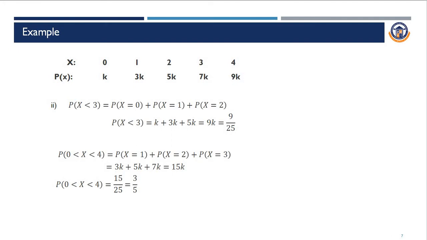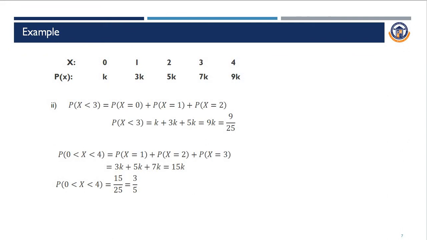The second one is P of X less than 3. Here in the given data, X values are 0, 1, 2, 3, 4. X value is less than 3 means the possibilities are 0, 1, 2. So, P of X equal to 0 plus P of X equal to 1 plus P of X equal to 2. The corresponding probabilities are k plus 3k plus 5k. Adding all this we get 9k. K value we already calculated as 1 by 25. Substituting here we get 9 by 25.